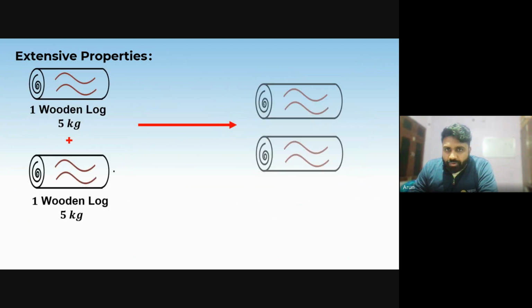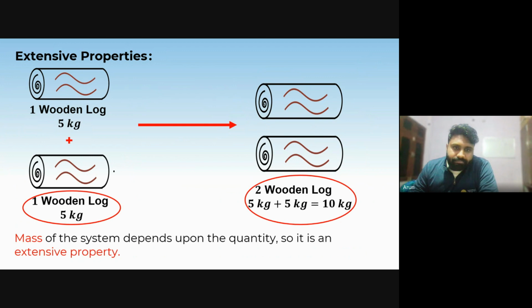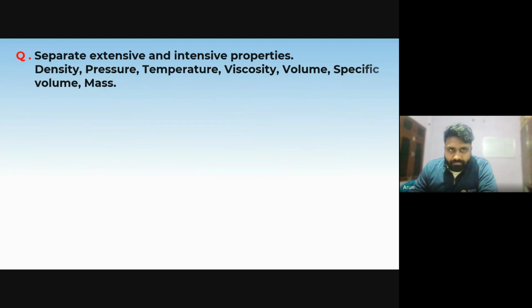If you take two wooden blocks, the mass will be double. The mass you can consider as an extensive property. Now you can do it. So I will tell you to separate extensive and intensive properties.